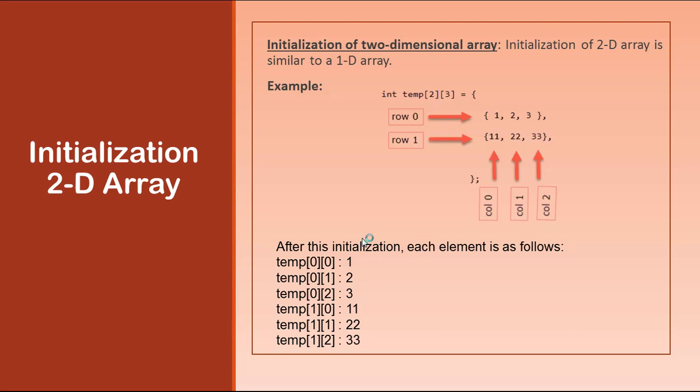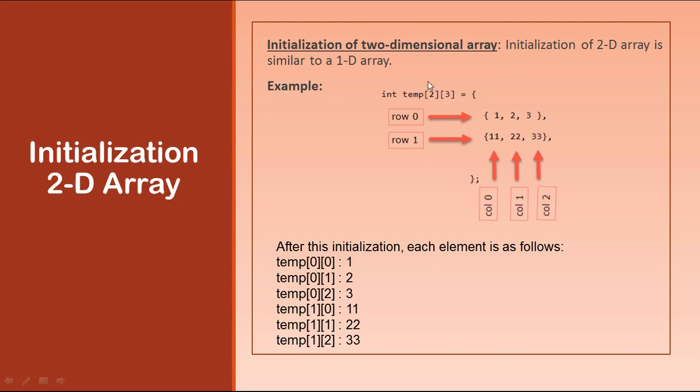Next is the initialization of two-dimensional array. Initialization of 2D array is similar to 1D array. In 1D array, one dimension is there. In 2D array, two dimensions are there. For example, int is the data type, temp is the name of the array, 2 is the row size and 3 is the column size. 1, 2, 3 are the elements of row 0. 11, 22, 13 are the elements of row 1. In this array, number of rows are 2 and number of columns are 3. Total number of elements are 2 into 3, that is 6.